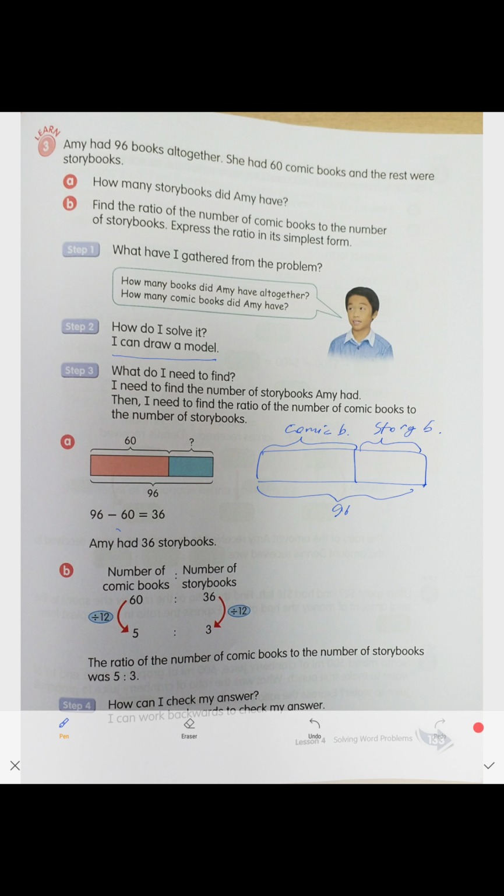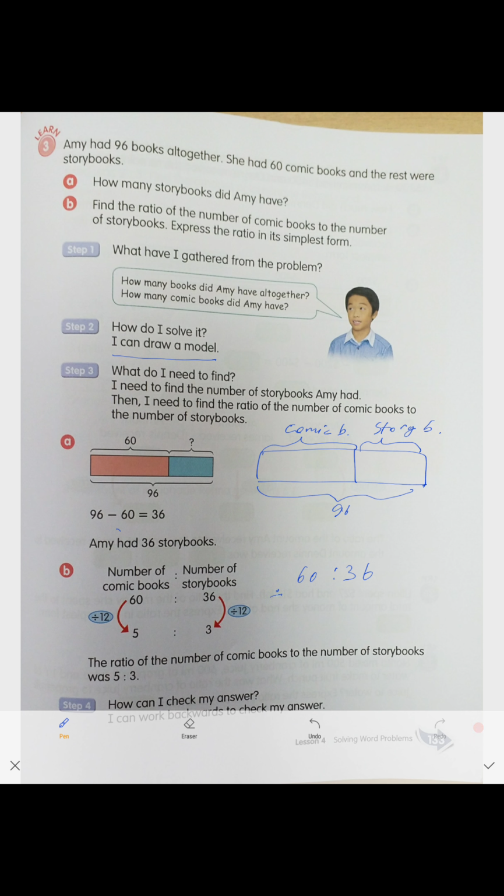Okay. Now they ask us to find the ratio. The number of comic books is 60. The number of storybooks is 36. So our ratio is 60 to 36. And then we can divide it by a common factor.